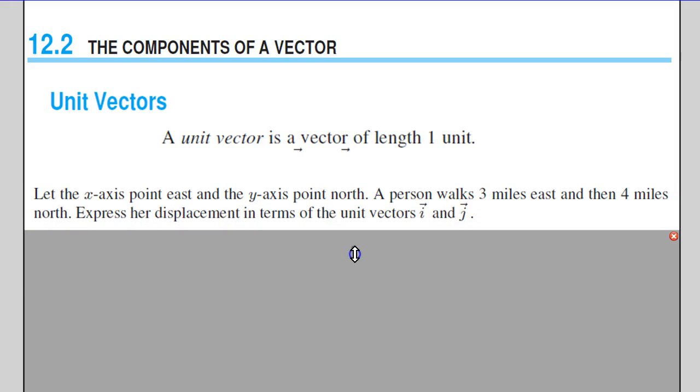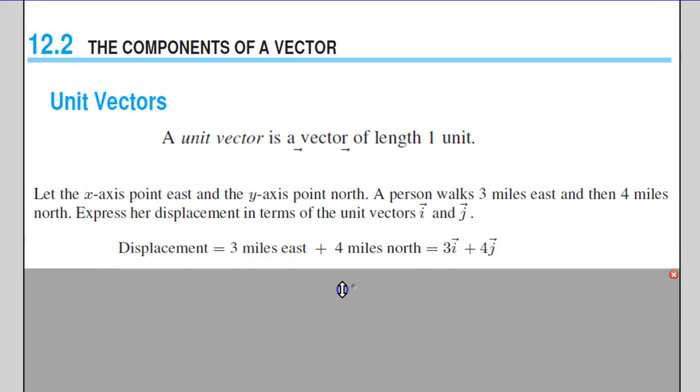Okay, so let's say the x-axis points east and the y-axis points north, and a person walks 3 miles east and 4 miles north. How can I express her displacement, not just in terms of one vector, but in terms of the unit vectors i and j?